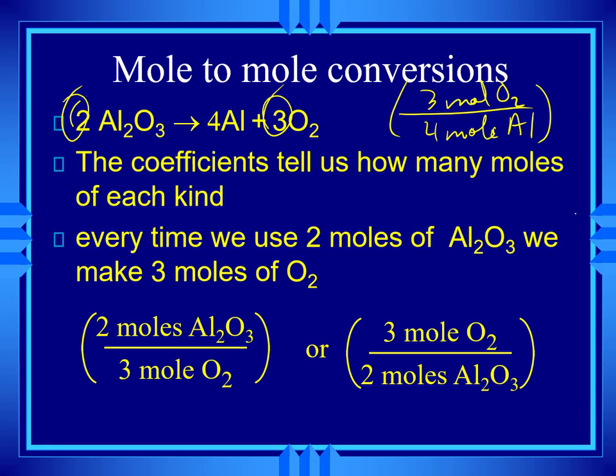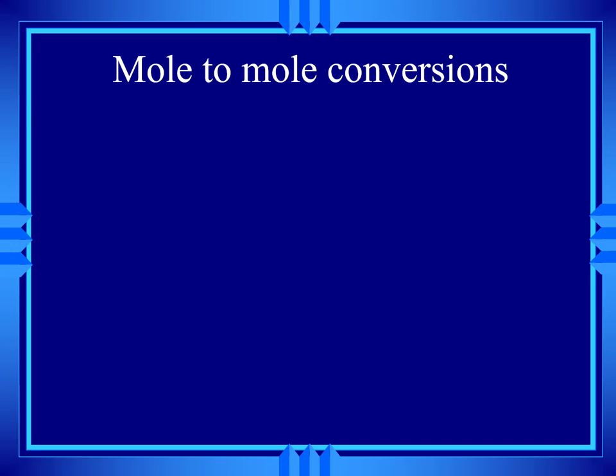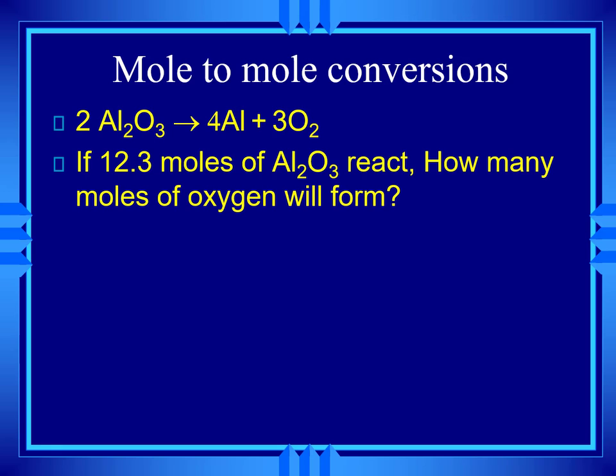And why do we do that? Well, because I started off with talking about how much I made, and I ended up talking about how much I started with. I'm figuring out the quantities involved in a chemical reaction in moles. So, if 12.3 moles of aluminum oxide react, how many moles of oxygen will form?